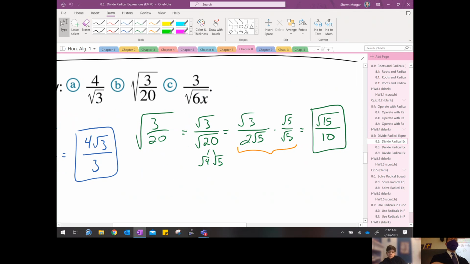Okay. So we done part B. Let's do part C. Okay. And actually, I'm going to let you guys chew on part C on your own. Okay. It's got a variable in it. Don't let that freak you out. Okay. But get the square root out of the denominator. We've done a couple together. You're going to do one on your own.